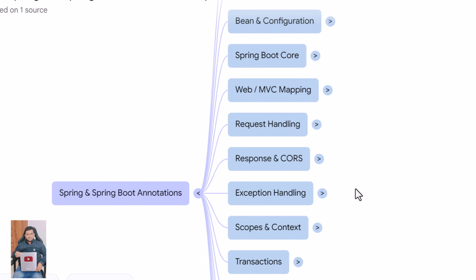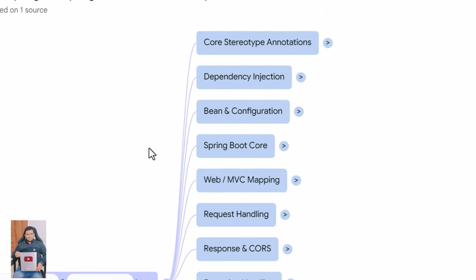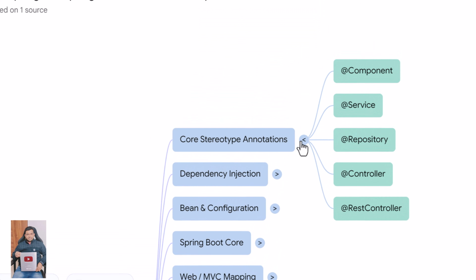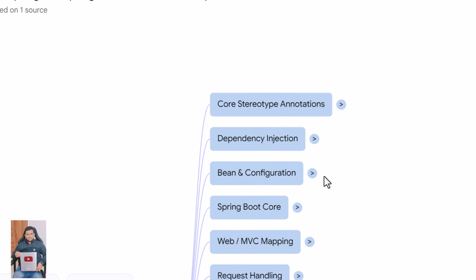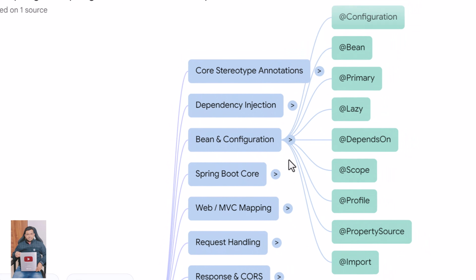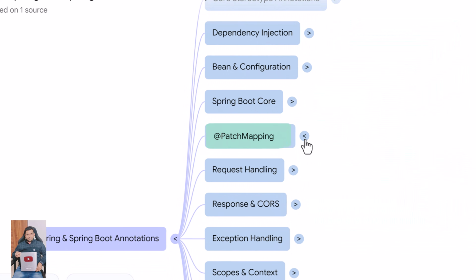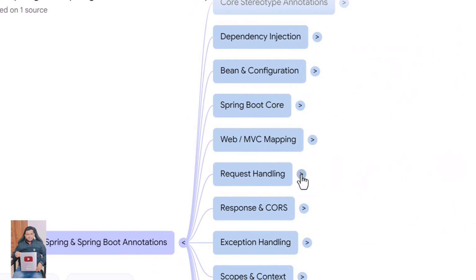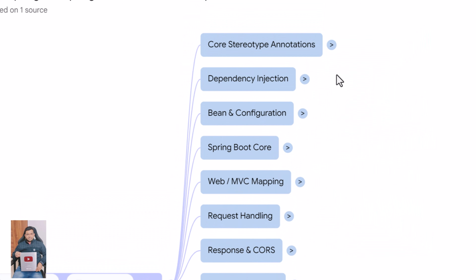Hi everyone, welcome back. Today we are going to learn the complete set of Spring and Spring Boot annotations that every backend developer must understand. We will go category by category, following the roadmap exactly. And for each annotation, I'll explain what it does in 2 or 3 simple lines so you can understand it instantly. Let's get started. We begin with the core stereotypes.